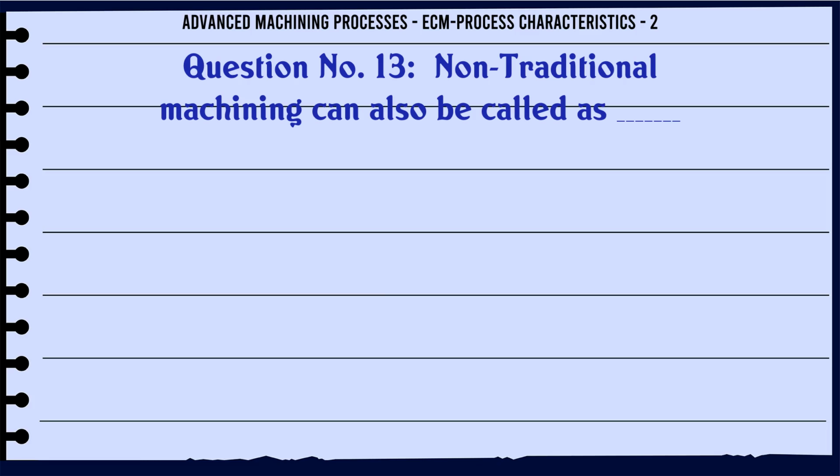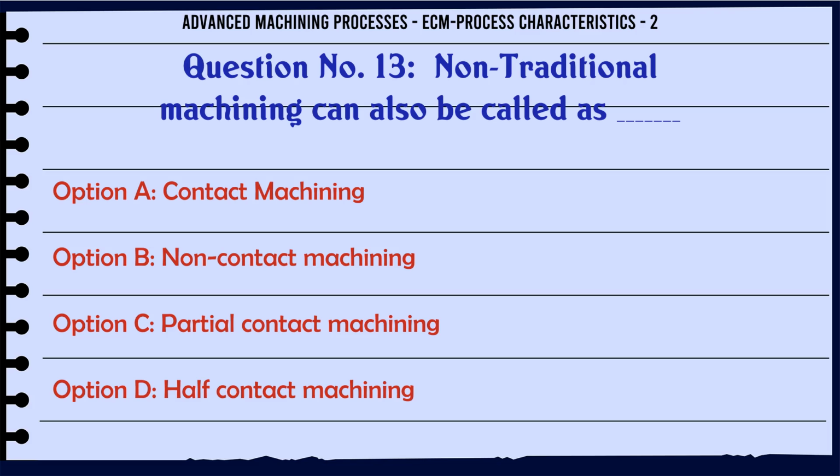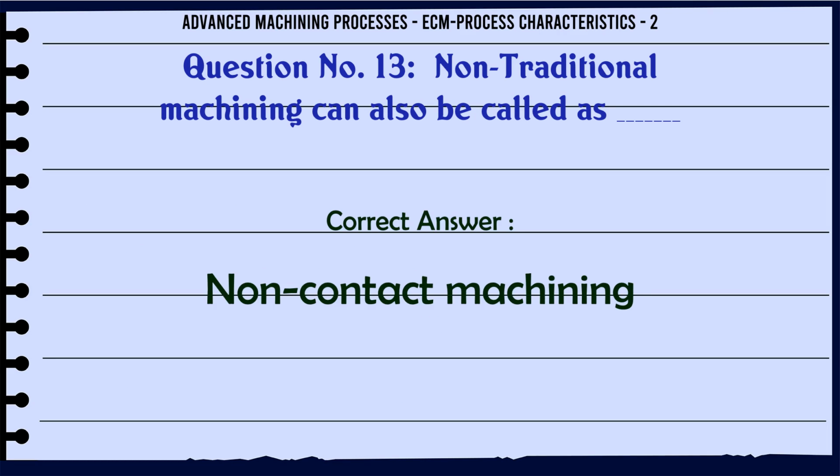Non-traditional machining can also be called as A. Contact machining, B. Non-contact machining, C. Partial contact machining, D. Half contact machining. The correct answer is non-contact machining.